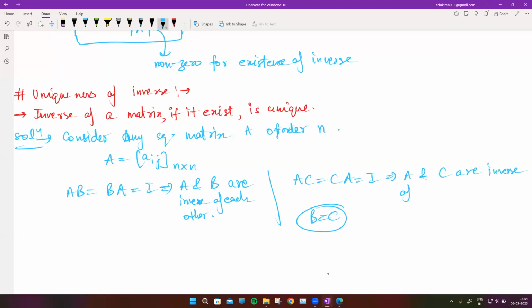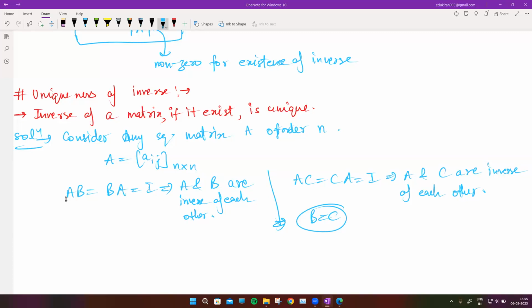So for any matrix, there will be only one inverse matrix which exists. We want to show that if AB and AC both give I, then B and C should be equal. They are not different. So this is the proof we have to show. Now, how are we showing it? Just a minute.